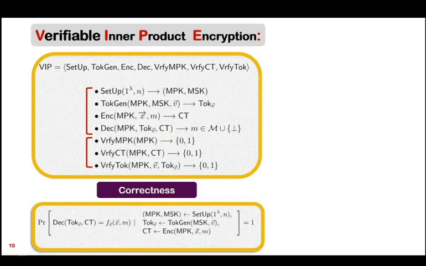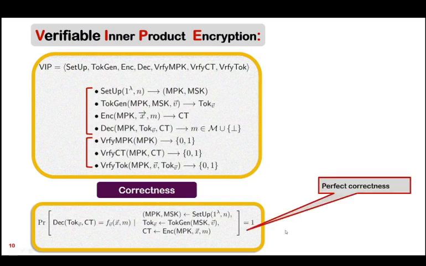Verifiable IP also needs its correctness, but one subtle difference between the correctness in IP and VIP is that VIP has to have a perfect correctness. This means that this probability must be equal to 1, because if this scheme has a negligible probability of decryption error rather than perfect correctness, then dishonest parties might collude with each other so that the invalid result would be accepted by the verification algorithm. And actually achieving the perfect correctness for some IP is quite a challenging step.